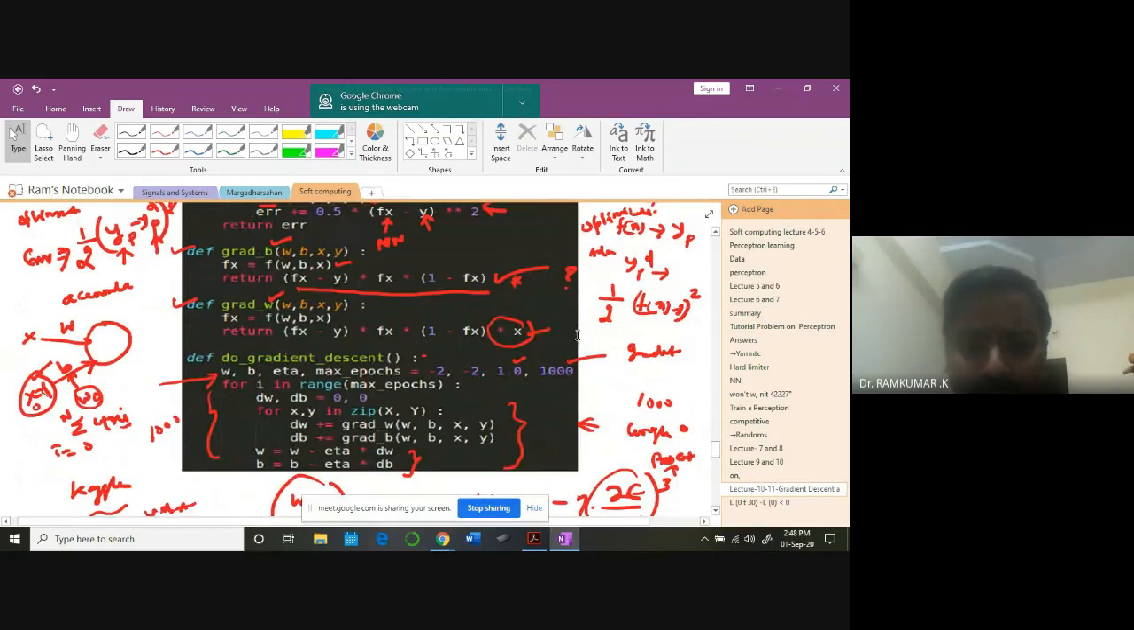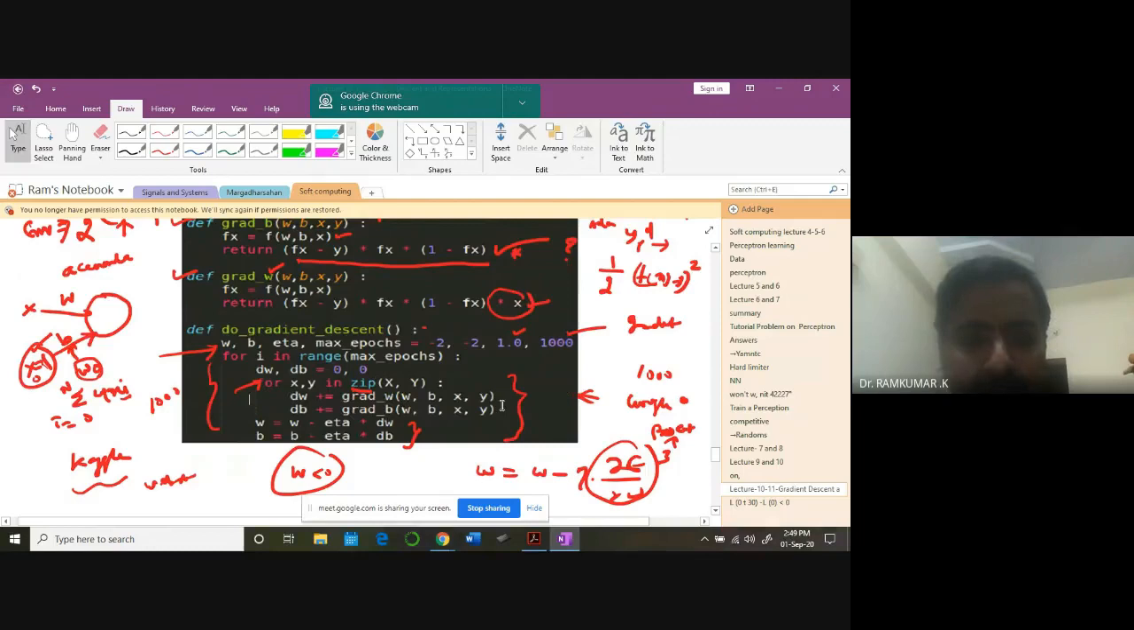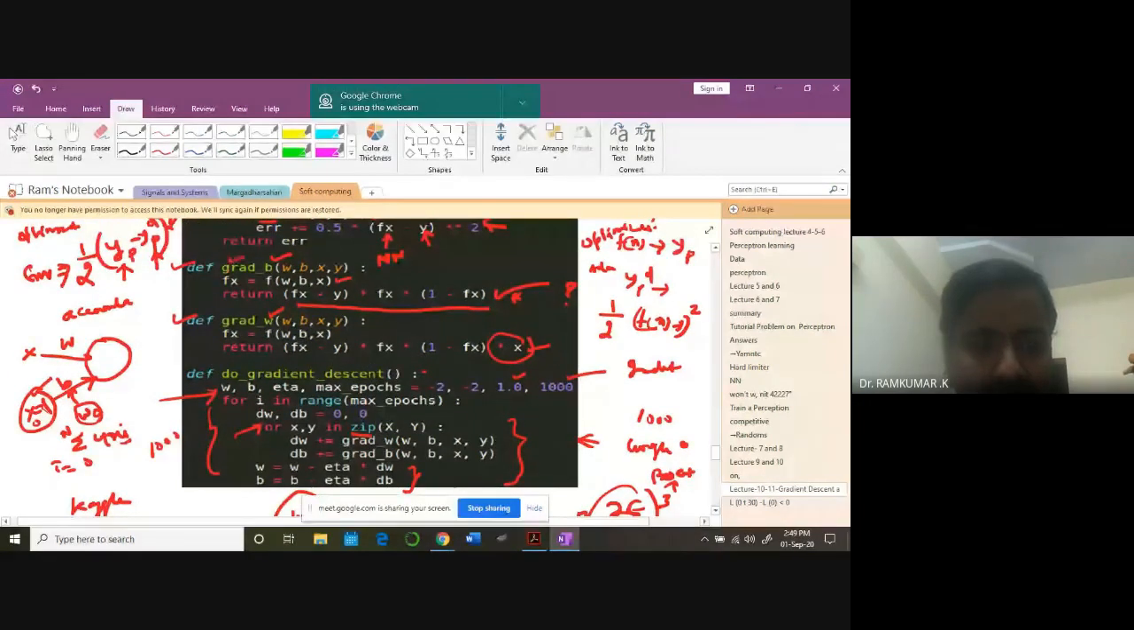So this zip and all, don't worry. Just type in Google, you'll get it. How we are using this zip: zip means we are going to take both x and y together. So at a time you'll be taking both x and y and plugging the values into this formula. That will not be very difficult, easily you can understand that. You'll be taking both x and y at a time, plug in the values and update the gradient. For the updating of the gradient, you'll be using these two functions, gradient b and gradient a.